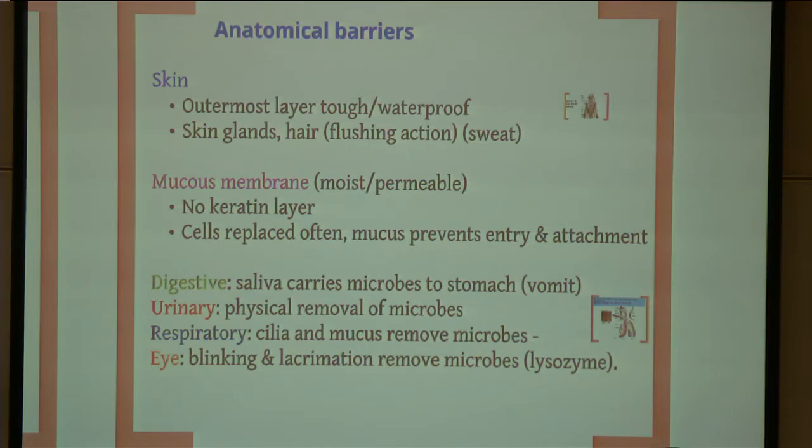Looking at anatomical barriers, first you have your skin. Having intact skin is definitely going to help prevent infection. You can think of a burn patient or someone that has an open wound. They are definitely much more susceptible to an infection because their skin is compromised. That's an easy way for organisms to gain entry.